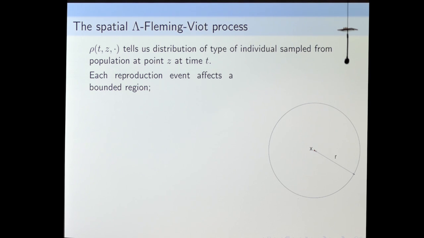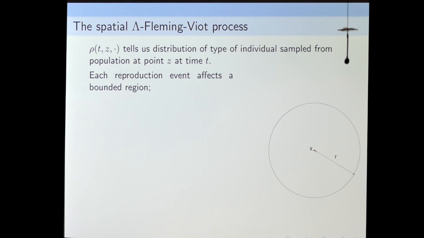So now we're not just specifying the distribution of types in a single region, as we were in our non-spatial example just now, but for each point z and each time t, I'm telling you the distribution of the type of an individual sampled from the population at z at time t. So if I sample an individual at time t from this point, what's the probability it's type A? That's the question I'm answering. Okay? And it's much the same as what we did before.